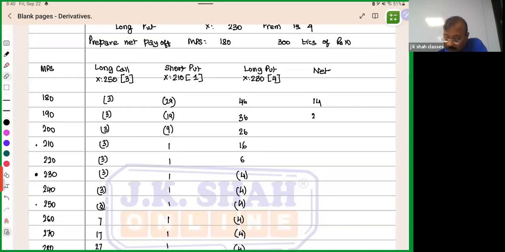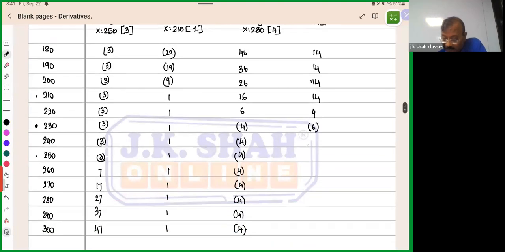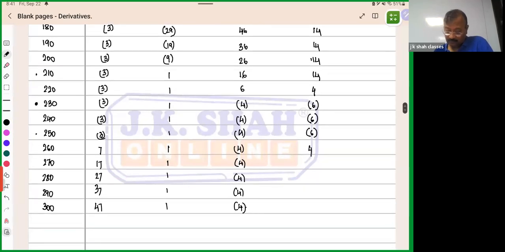Sorry. 14. 12, 14. And this is 17 minus 3, 14. 7, 4. 6 negative. And this is 8 positive 4. 14, 24, 34.